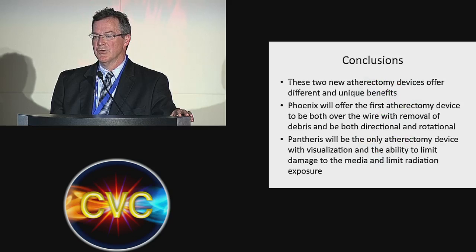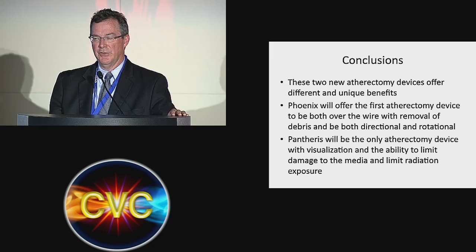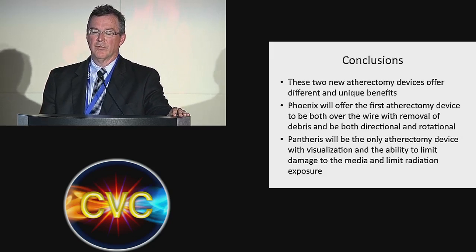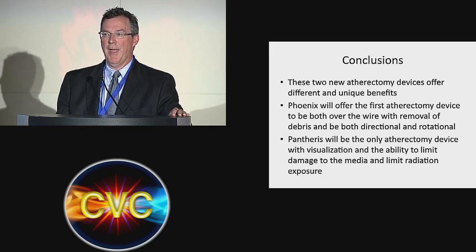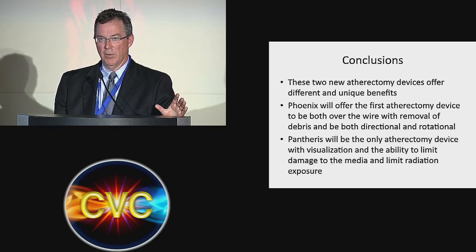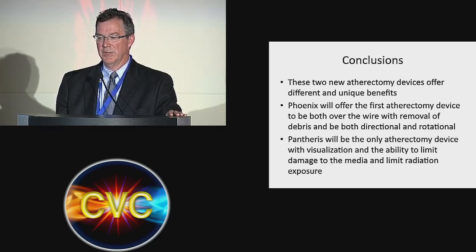So in conclusion, these are two new atherectomy devices that I think offer different unique benefits compared to other atherectomy devices out there. The Phoenix device is really over the wire, so it has rotational aspects. It also has directional aspects with the sheath that directs this catheter to a larger size, similar to what the laser does. But it also has removal of debris, which is a passive amount. There's no aspiration, no capital equipment, no difficult setup. So I think that's unique in that aspect.